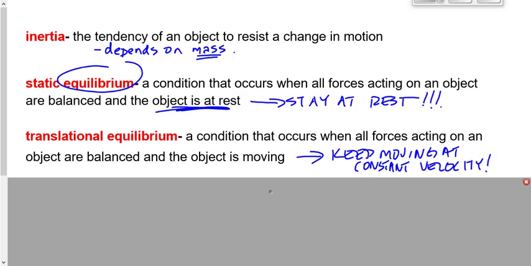Well, unless there becomes a net force, unless the forces become unbalanced somehow.